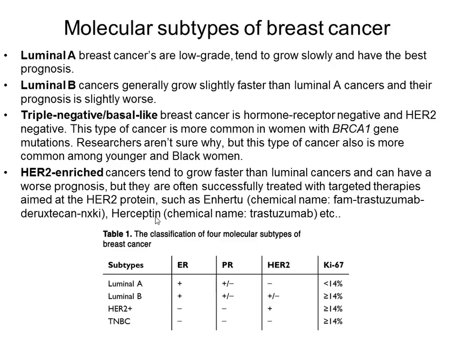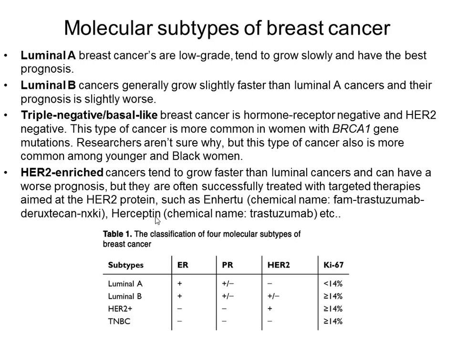On the basis of the immunohistochemical reaction, we can classify breast cancer into the molecular subtypes, and according to that we can treat the patient. Luminal A is when we have positive estrogen reaction, positive progesterone, negative HER2, and a lower percent of proliferative cells. It's a Ki67 index less than 14%. These breast cancers are low grade, tend to grow slowly, and have the best prognosis.